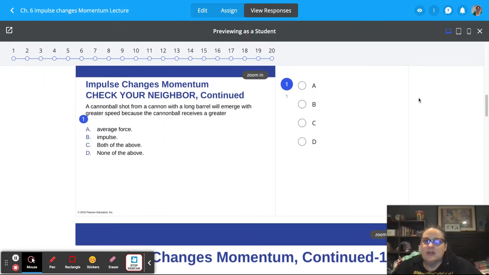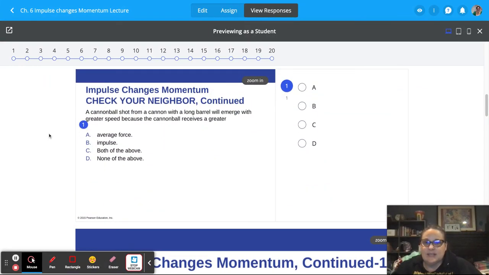All right, so here's a question which tests that understanding. A cannonball shot from a cannon with a long barrel will emerge with a greater speed because the cannonball receives a greater what? The longer the barrel of any weapon, the further the projectile can travel compared to a shorter barrel. So the rifles that snipers use to shoot great distances are very long. That's one of the features that enable them to shoot that projectile a long distance precisely.